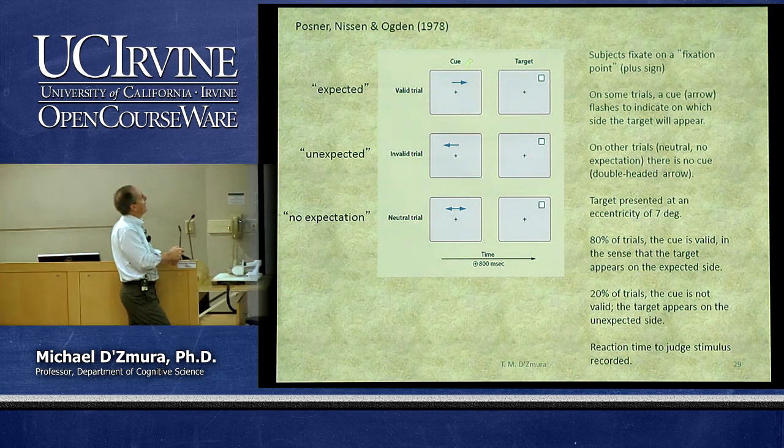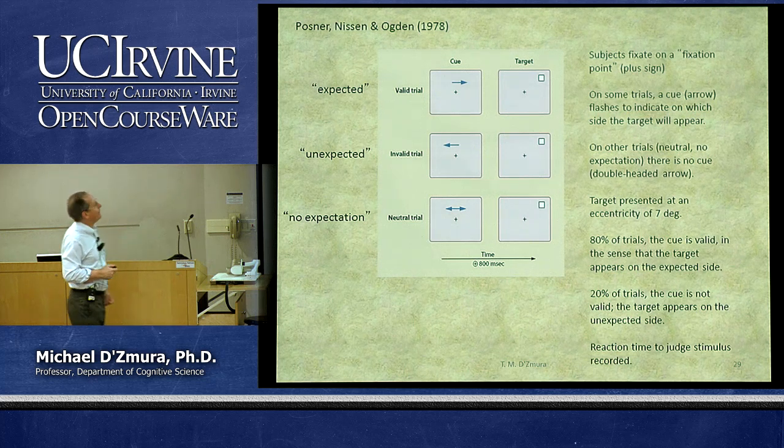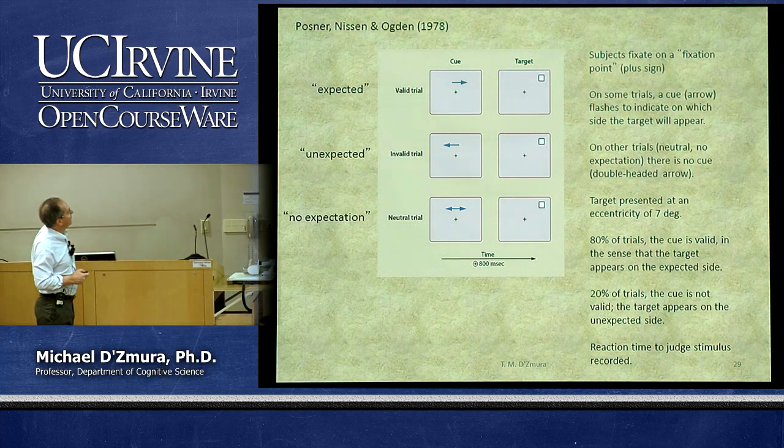And in this example, the arrow is pointing to the right, so the cue is the right, and yes, we have a target showing up on the right. This is a valid cue. The arrow is indeed pointing in the direction where the target appears. So that is a valid cue. It's providing information where the target appears.